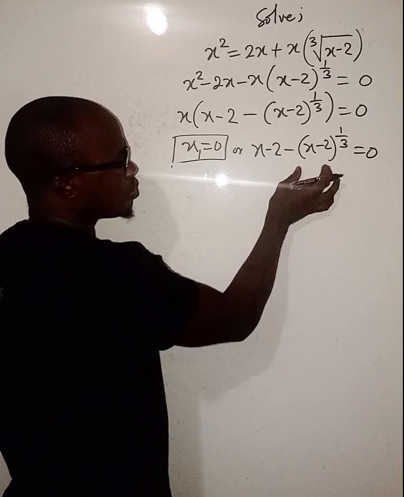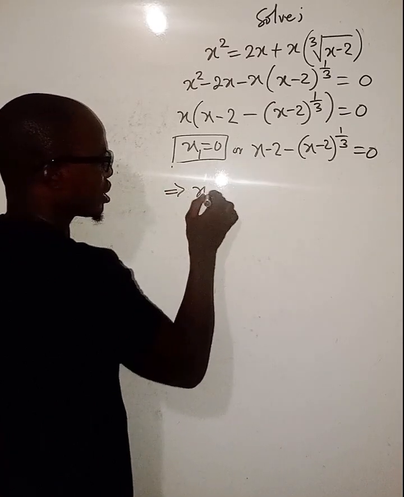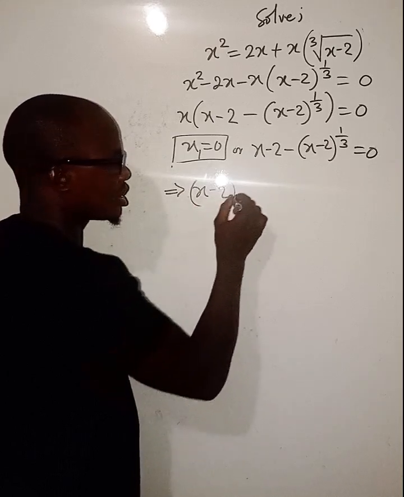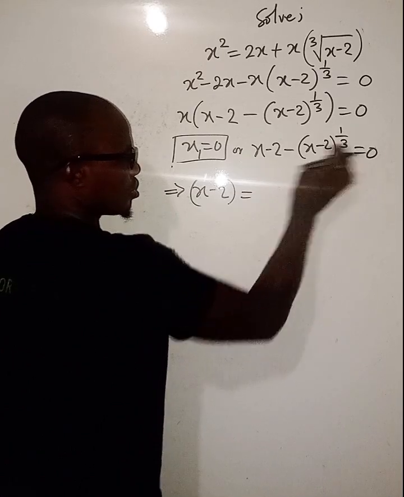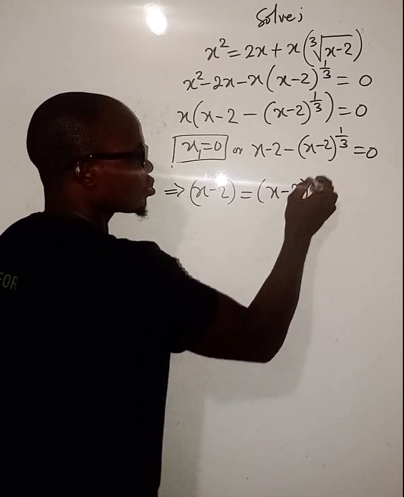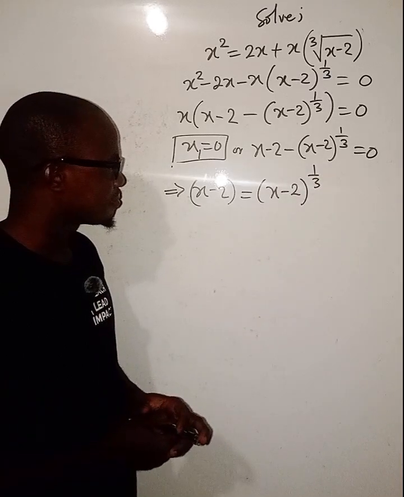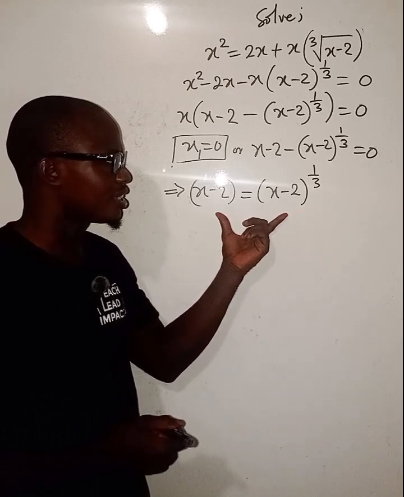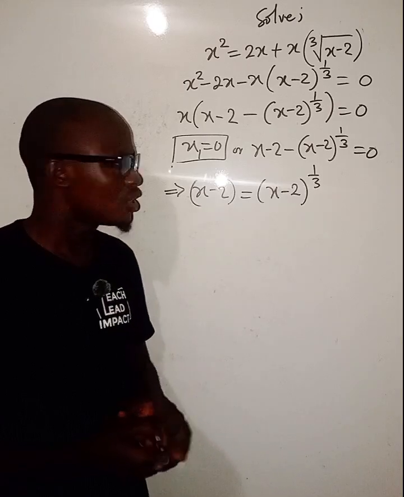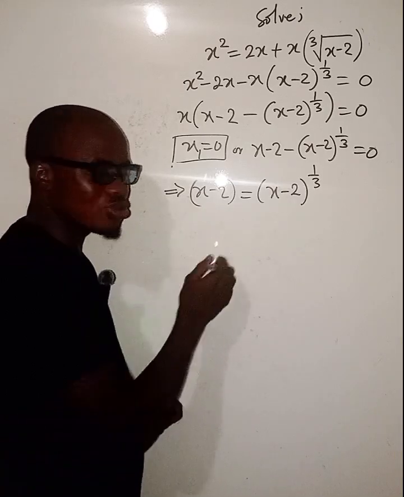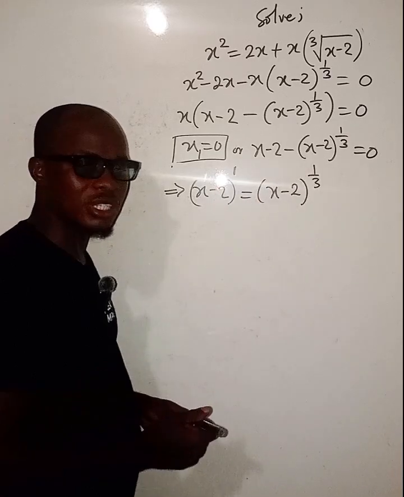Now from here, I want to take this to this side. I'm going to have x minus 2 equals, I will take this to this side, x minus 2 to the power of 1 over 3. Now I have x minus 2 raised to power 1 over 3, and I have x minus 2 here, which has the power 1.